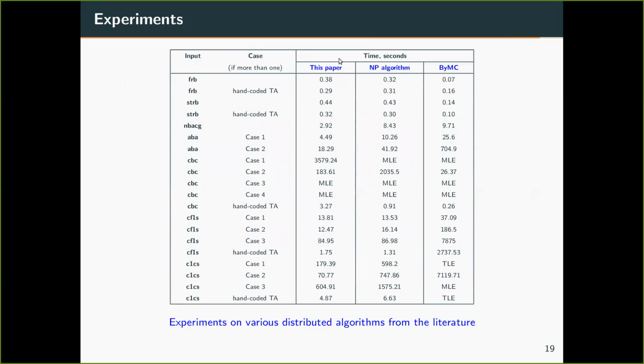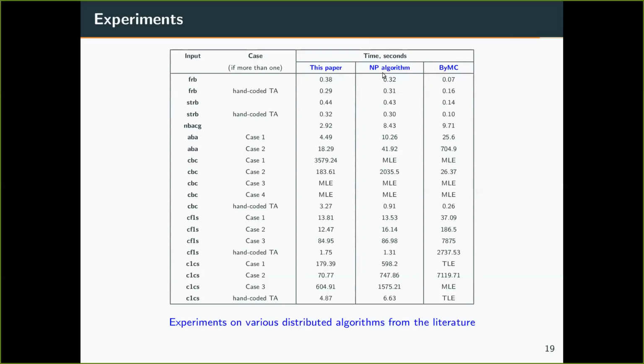So we have implemented this algorithm that we have just described on various threshold automata obtained from various distributed algorithms from the distributed computing literature. And we have also compared it with two other algorithms. So ByMC is a state-of-the-art model checker for checking various properties of threshold automata. And we also cross-checked our algorithm in this paper with the algorithm used to prove NP completeness of the safety verification problem.